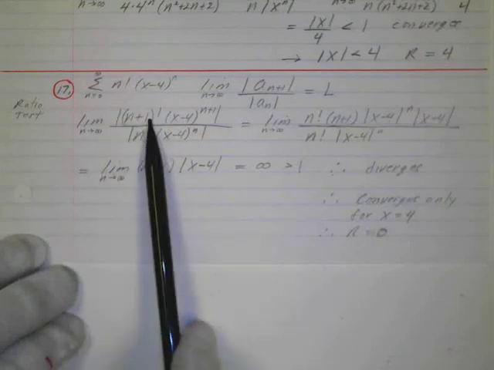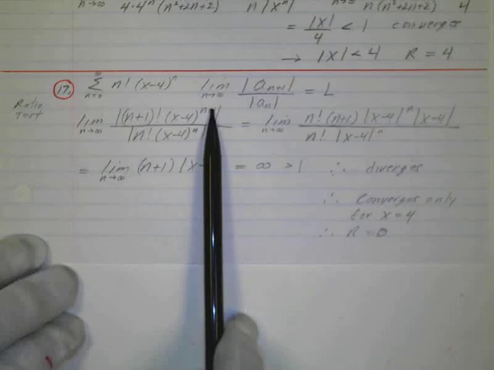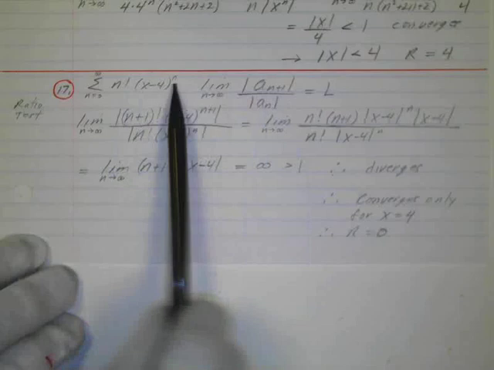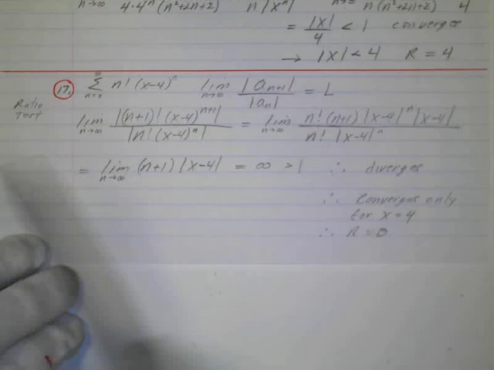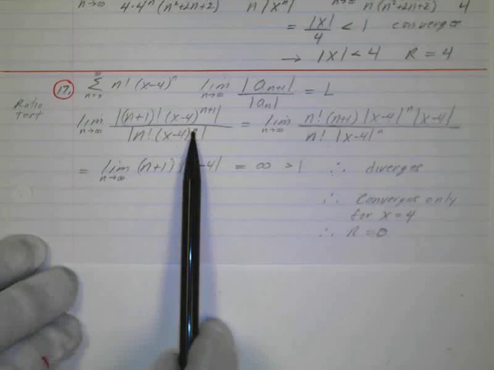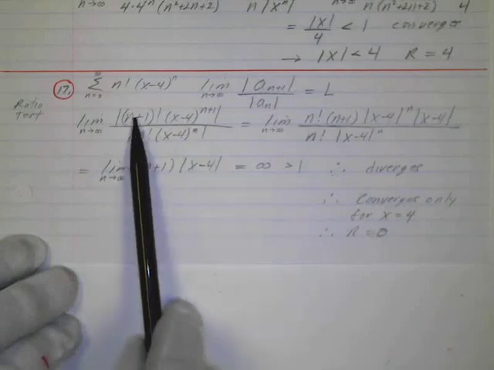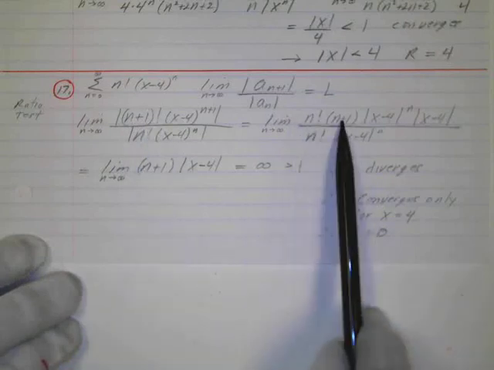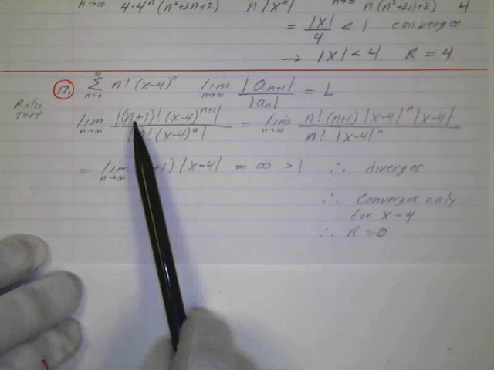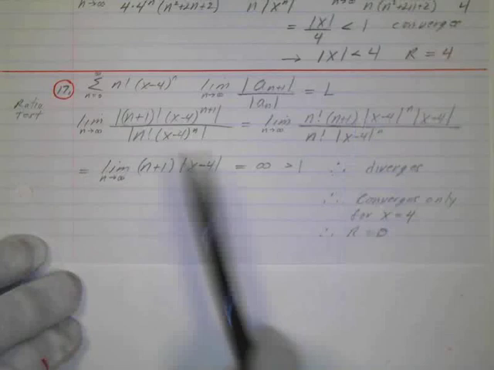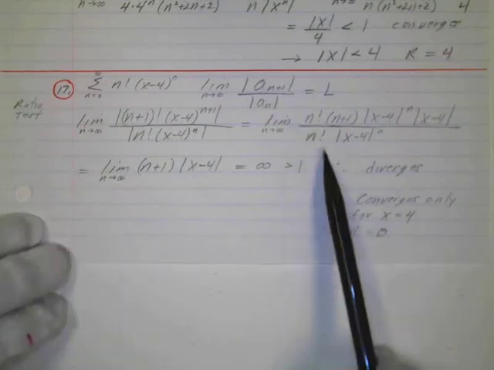So this is going to be my (n plus 1) factorial, (x minus 4) to the n plus 1, all over n factorial, (x minus 4) to the n. I just wrote it as a fraction because these were single terms, not rational expressions. Then I could break this up, and this is a little trick: (n plus 1) times n factorial is the same thing as (n plus 1) factorial, all over n factorial. So my n factorials cancel.